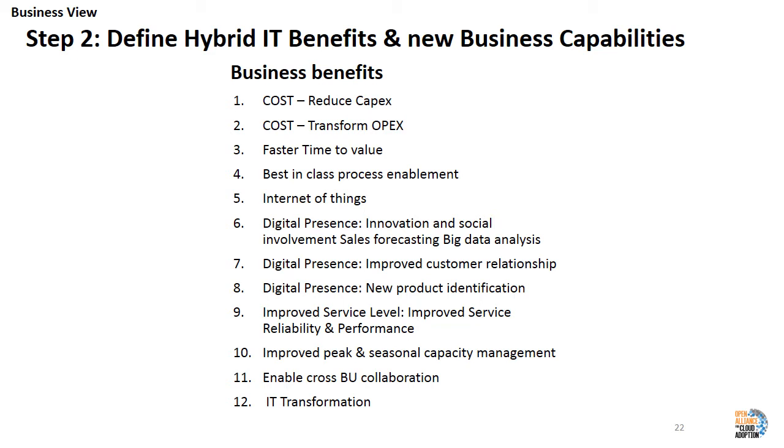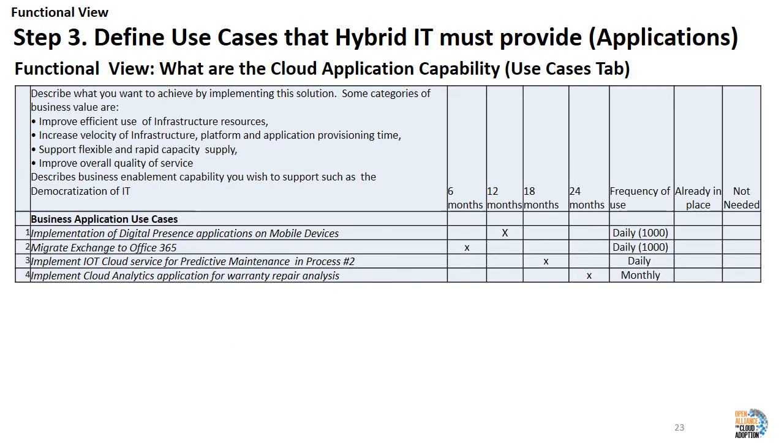The new business scenario capabilities will demand new services from your IT organization. The first category of functional use cases that I recommend you consider are application use cases that will be necessary to support these new business capabilities. Step 3 focuses on identifying and prioritizing the use cases that the hybrid IT operating model must deliver. The first activity is to identify the application use cases.